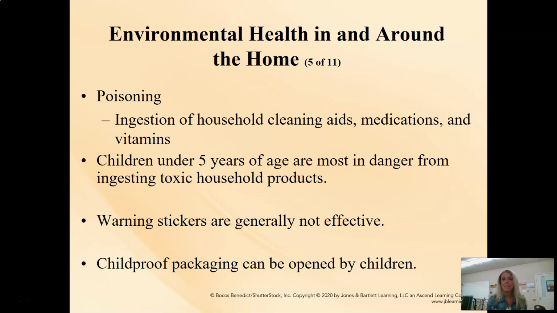Another type of poisoning in the home is cleaning aids, medications, vitamins, ingesting any of these. Again, children under the age of 5 are the ones who are most likely to ingest these toxic products. Warning stickers are generally not effective. The little kids don't really recognize them or understand that that's what they mean, and so they're still going to end up sort of experimenting or testing out those materials. Even child-proof packaging can sometimes be opened by children, so even though it has a safety lid on it or things like that, again, all of this stuff, medications, vitamins, cleaning products, anything that could be toxic should be kept in locked cabinets and out of the way of children.